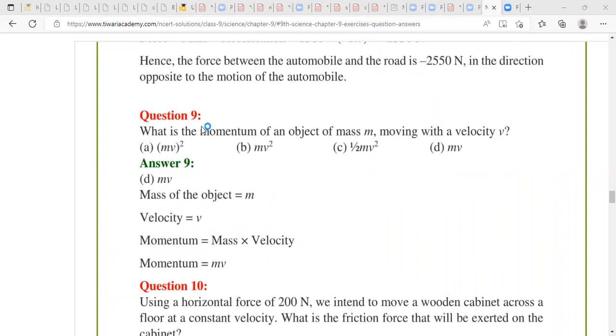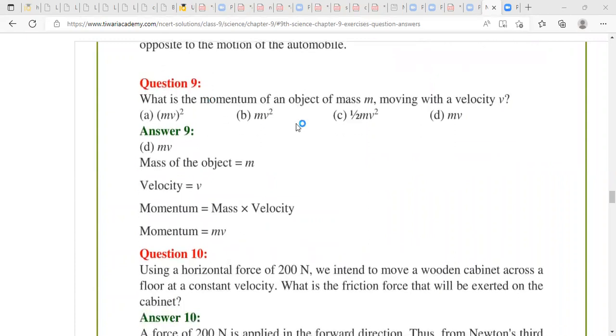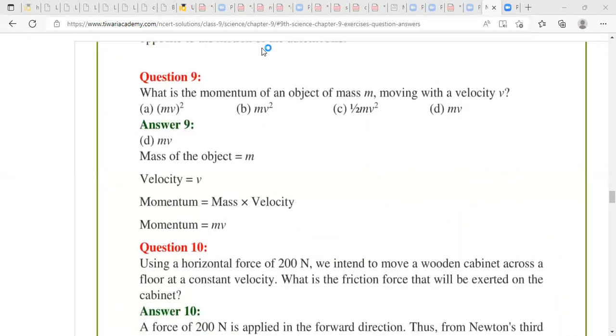Okay, now next, what is the momentum? You have to find the momentum. Momentum is also mass into velocity, right? So you already know this. What is momentum out of this? It is mass into velocity. Clear? So quickly write it down in 1 second.